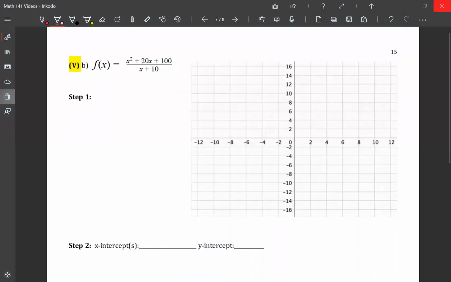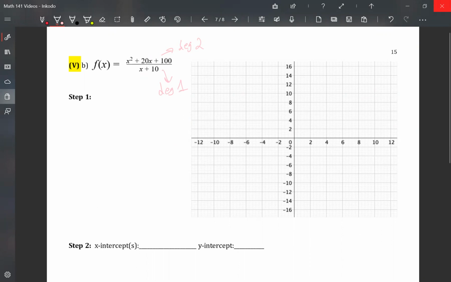Okay, we want to decipher this rational function, x squared plus 20x plus 100, all divided by x plus 10, and figure out what it looks like, where the intercepts are, what kind of asymptotes it might have, and anything else about it. Let's start by looking at the function. The numerator has a degree of 2, and the denominator has a degree of 1. Now, if we take the difference of these degrees, 2 minus 1, we get 1.